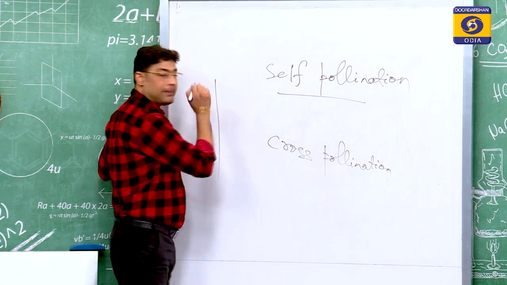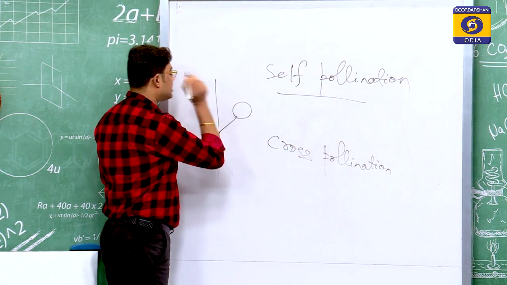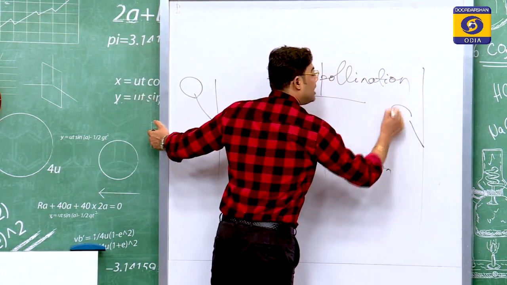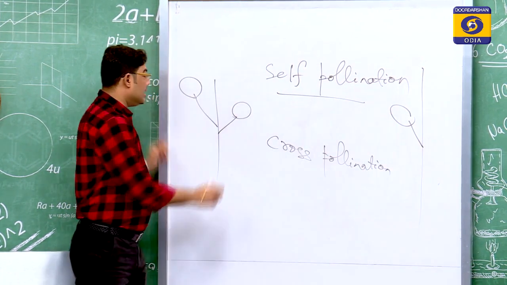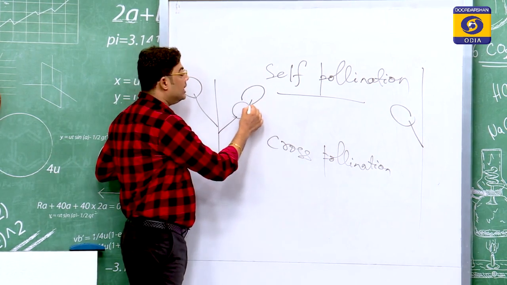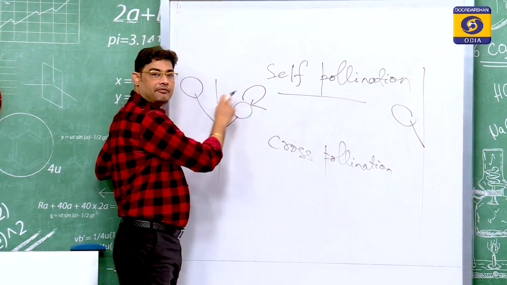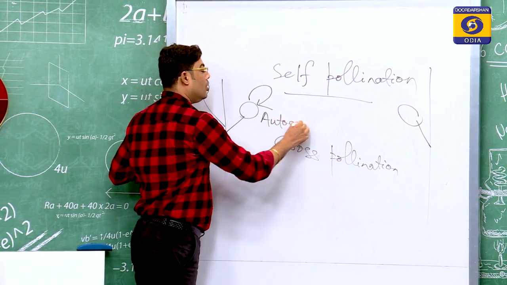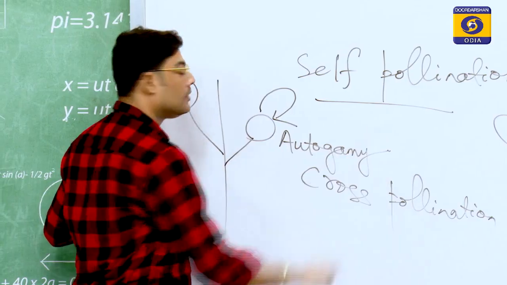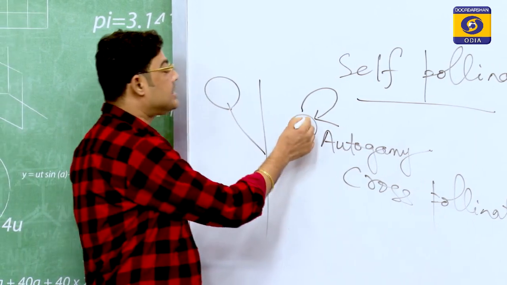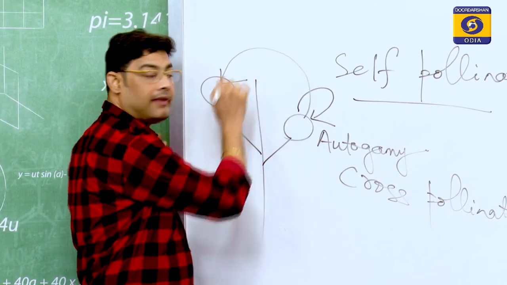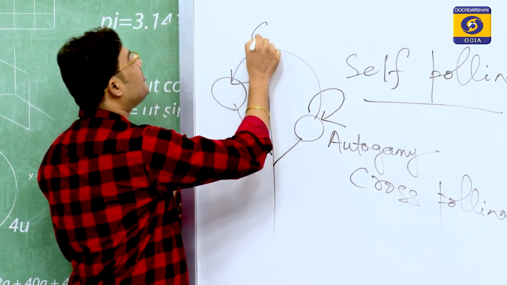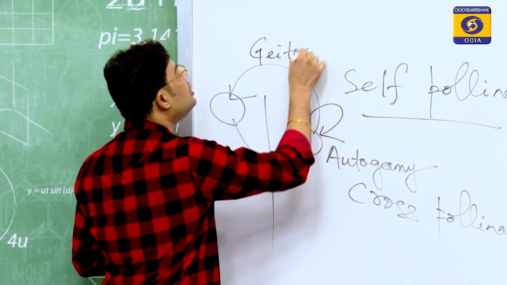Let us see, suppose this is a plant, this is the first flower, this is another flower, and this is another plant with a flower. If the pollination takes place in the same flower itself, then this pollination is called autogamy. If this pollination takes place between two different flowers, but born on the same plant, then this type of pollination is called geitonogamy.